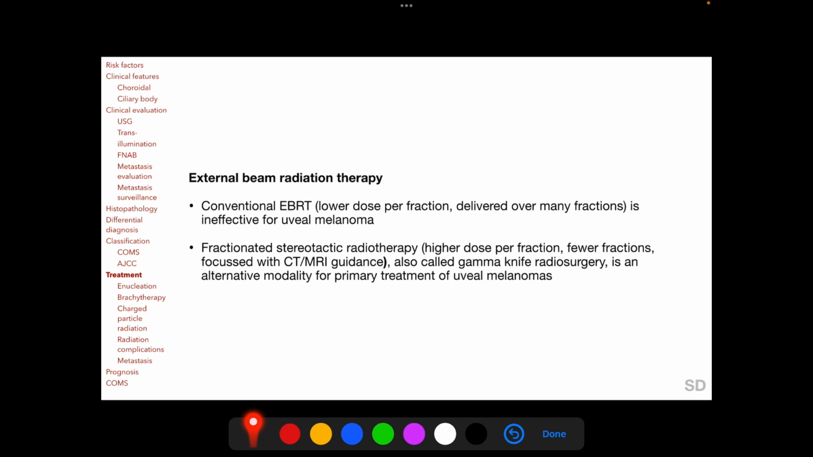So far as external beam radiation therapy is considered, conventional EBRT, in which a lower dose of radiation per fraction is administered over many fractions, is considered to be ineffective for the treatment of uveal melanoma. However, fractionated stereotactic radiotherapy, also called gamma knife surgery, has been found to be effective for the treatment of uveal melanoma. In fractionated stereotactic radiotherapy, a higher dose of radiation is administered per fraction and is focused with CT or MRI guidance and is administered over fewer fractions to deliver the total radiation dose.